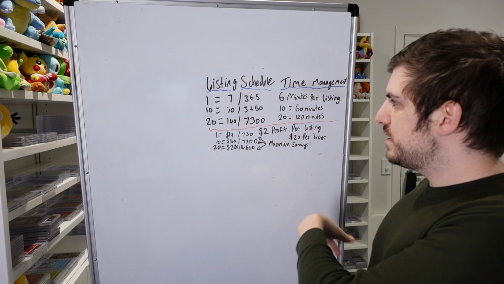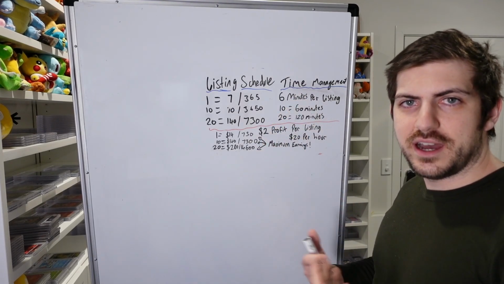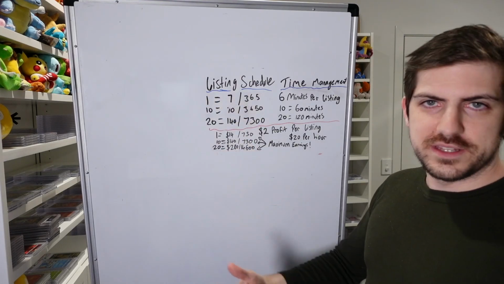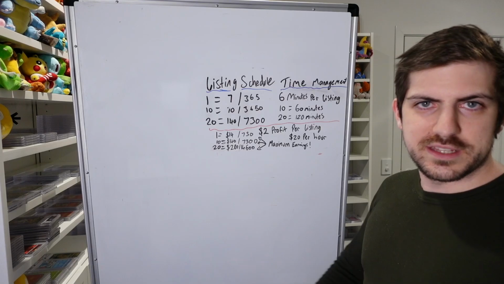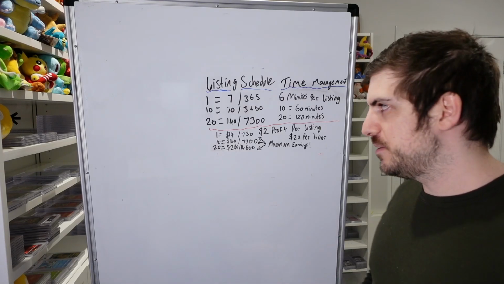6 minutes per listing, 10 listings, 60 minutes, 20 listings, 120 minutes. I'm just giving other examples, like 1 listing per day, 10 listings per day, 20 listings per day, just for people to kind of understand how you can scale up the amount you make.